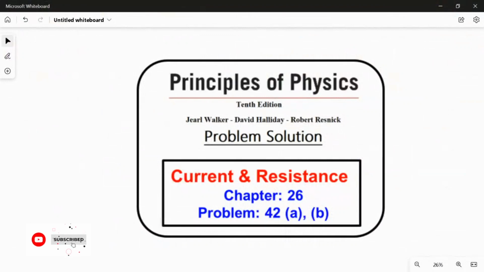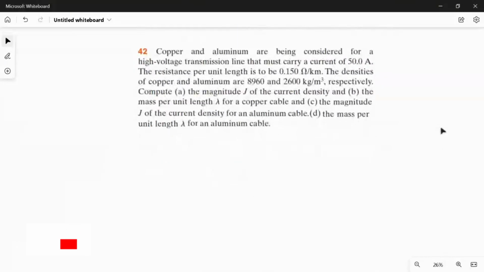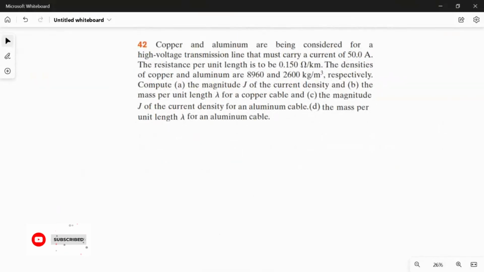Problem number 42, part A and part B from chapter 26. Copper and aluminum are being considered for a high voltage transmission line that must carry a current of 50 ampere. The resistance per unit length is to be 0.150 ohm per kilometer.